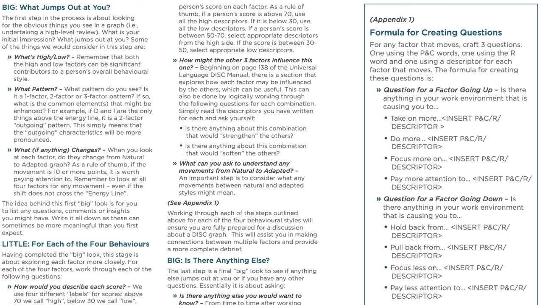So for example, for a factor moving up, so let's say the I is moving up or the S is moving up in the adaptation, the questions we would ask are, is there anything causing you to take on more? And you use a P and C word or an R word or a descriptor. Is there anything that's causing you to do more? And again, you'd use a P and C word, an R word, a descriptor. To focus more on, to pay more attention to. So these are the words you use for a factor going up when something's increasing.